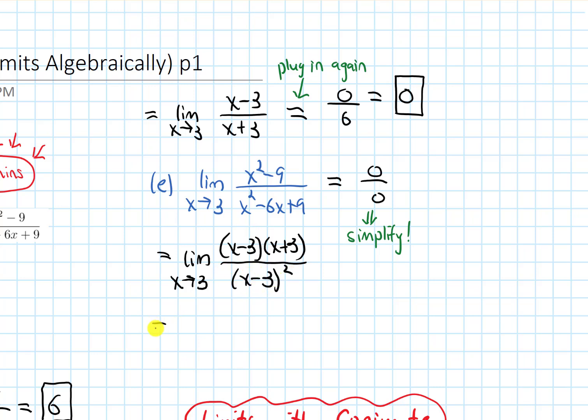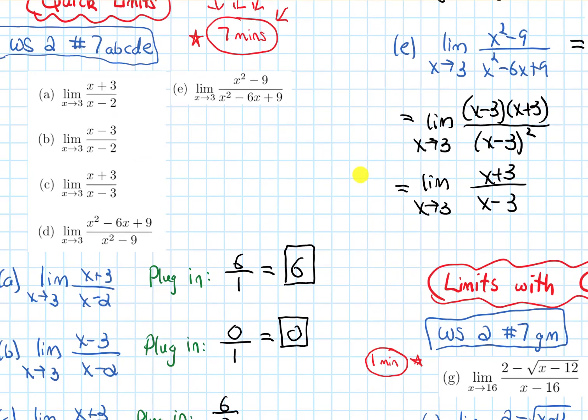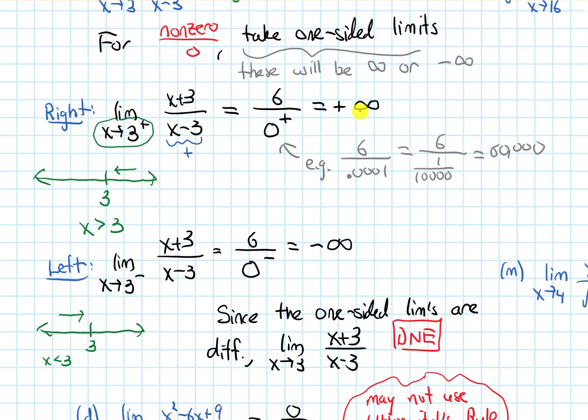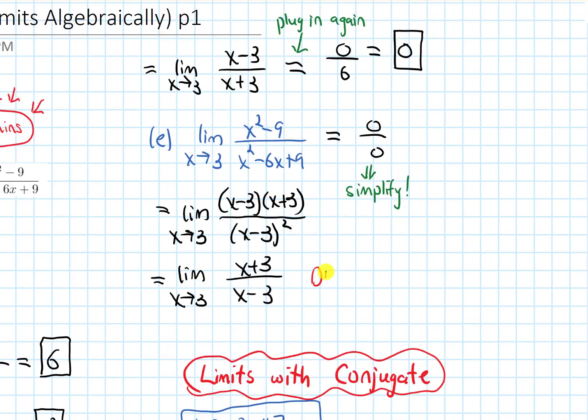Now I'll do the cancellation, so that we get the limit as x approaches 3 of x plus 3 on the top, x minus 3 on the bottom. And at this point, we have the same problem that we saw in part C. Part C was the limit as x approaches 3 of x plus 3 over x minus 3. And remember there, we plugged in, we got a non-zero over a 0. We did one-sided limits. One of them was positive infinity, one of them was negative infinity. So because those were different, the limit did not exist. So we can just say, because we've done that work already, this does not exist from part C.